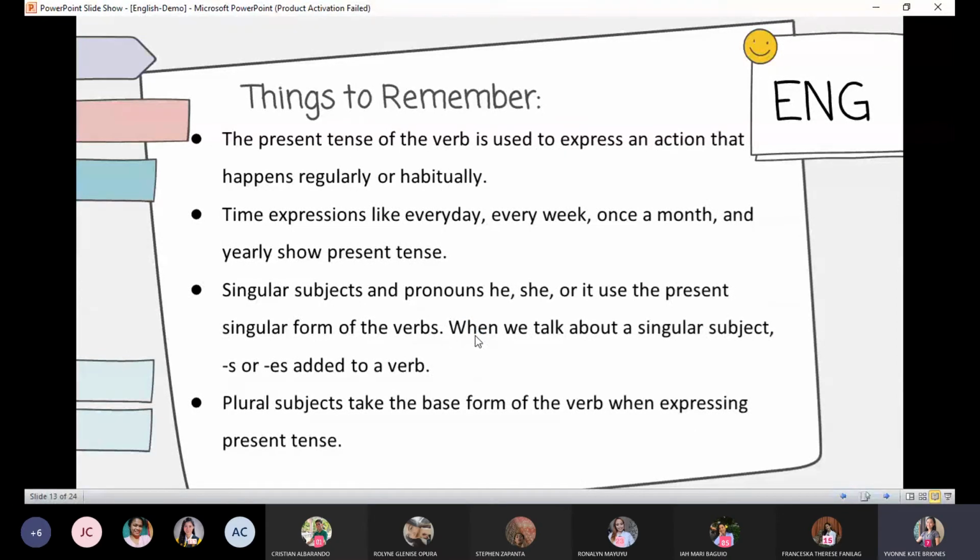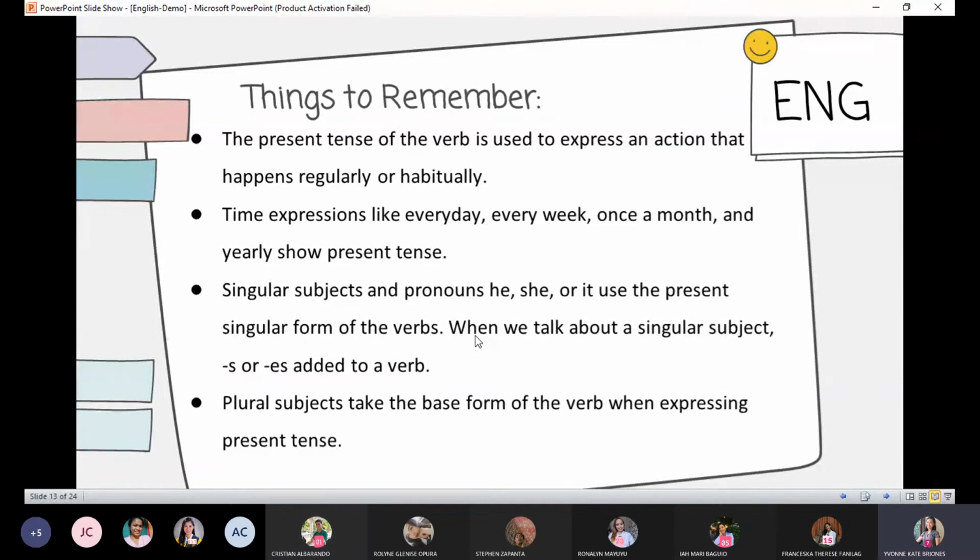May I ask someone to read the things to remember? Who wants to volunteer? Me, teacher. Okay, Christian. Things to remember. The present tense of the verb is used to express an action that happens regularly or habitually. Second, time expressions like every day, every week, once a month, and yearly show present tense. Singular subjects and the pronouns he, she, or it use the present simple form of the verbs. When we talk about a singular subject, S or ES is added to the verb. Plural subjects take the base form of the verb when expressing present tense. Okay, thank you so much, Christian.